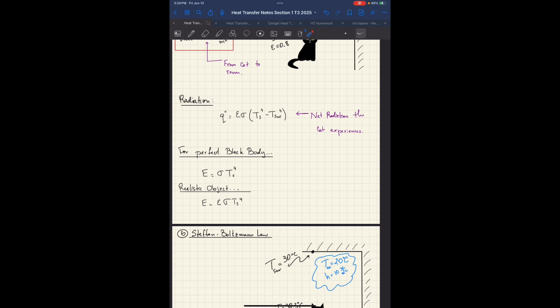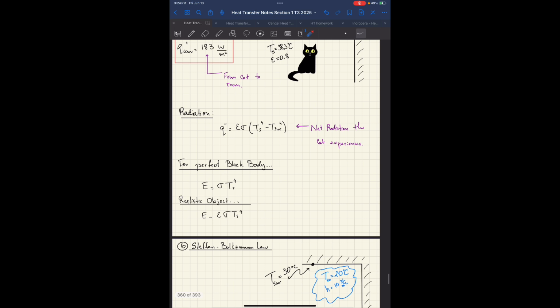Okay? So for example, let's say that in this case, the cat emissivity is 0.8. So basically the cat emits 80% of its radiation. Like if this cat were a perfect black body, this would be 1, so it would be emitting this. But realistically, it's only emitting 0.8, so 0.8 times this.